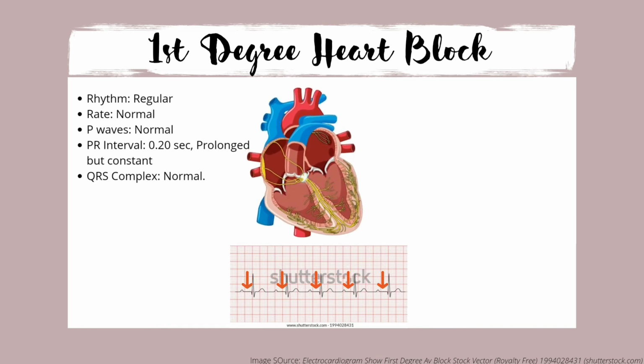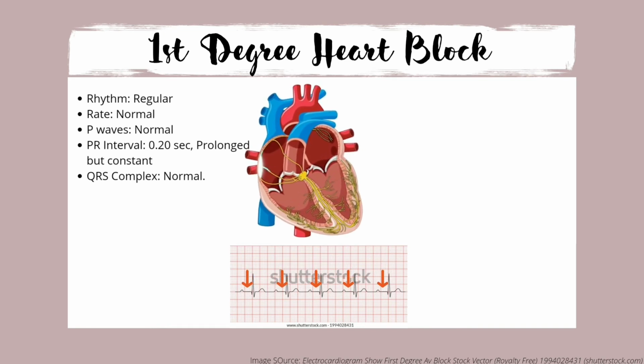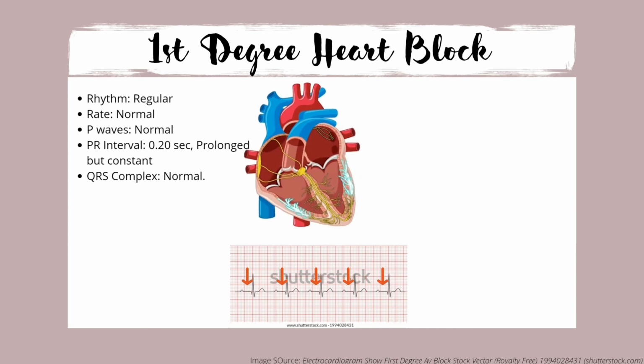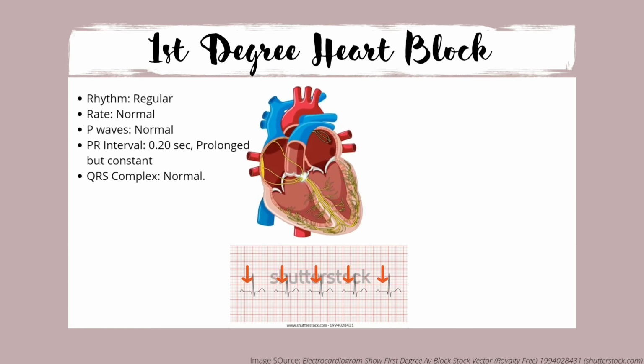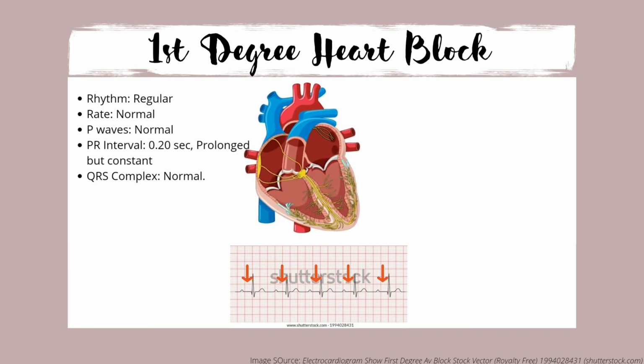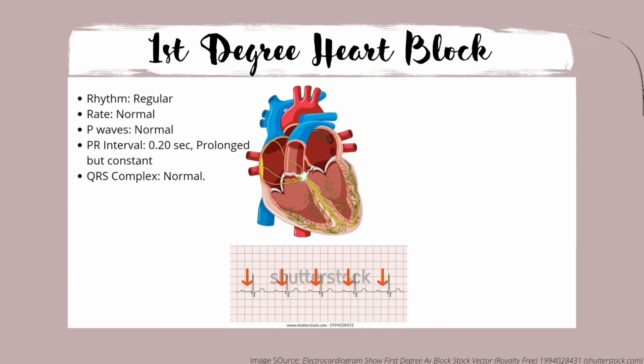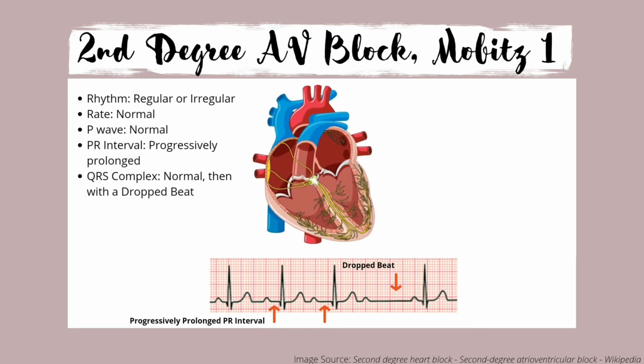Characteristics. Rhythm, regular. Rate, normal. P waves, normal. PR interval, greater than 0.20 seconds but constant. QRS complex, normal.